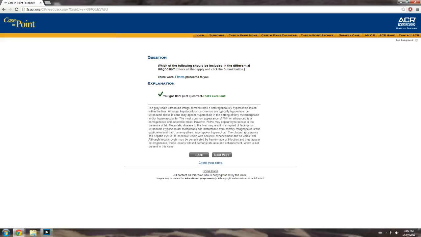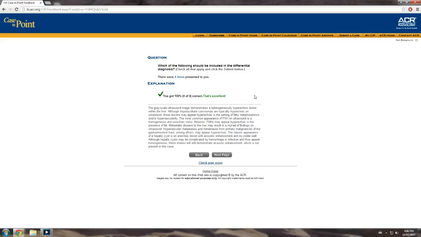So the grayscale ultrasound image demonstrates a heterogeneously hyperechoic lesion within the liver. Although hepatocellular carcinomas are typically hypoechoic on ultrasound, these lesions may appear hyperechoic in the setting of fatty metamorphosis and/or hypervascularity. The most common appearance of FNH on ultrasound is a homogeneous and isoechoic mass. However, FNHs may appear hyperechoic in the presence of fat. Metastatic disease of the liver may result in a myriad of findings on ultrasound. Hypervascular metastases and metastases from primary malignancies of the GI tract, among others, may appear hyperechoic.